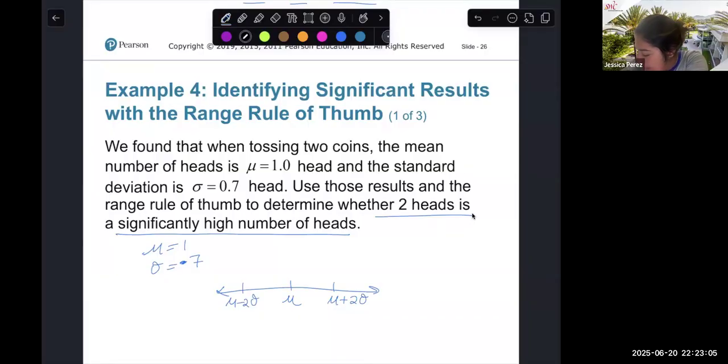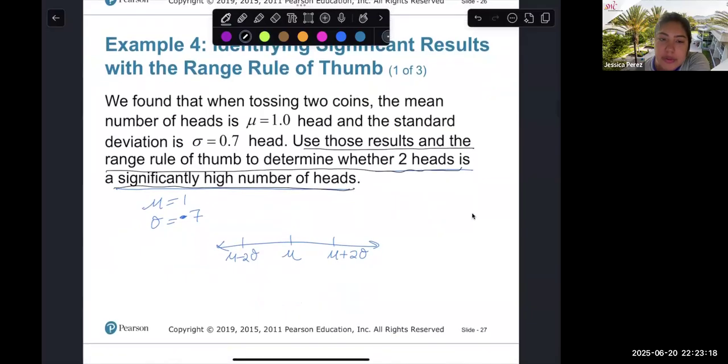And if we're looking to use those results and the range rule of thumb, whether 2 heads is a significantly high number in this matter, then if we plug it in, we have our mu to be 1. And we want to say whether 2 is significantly high or significantly low, so we have to look at the boundary. So it's going to be 1 plus 2 times 0.7, and then mu minus 2 times 0.7. And this should be 1 right here.